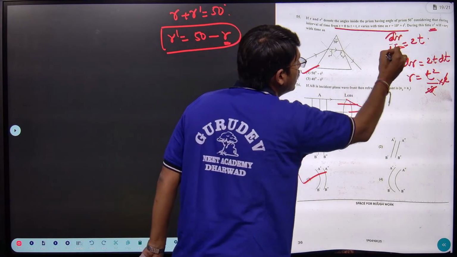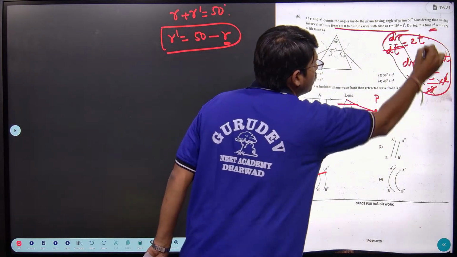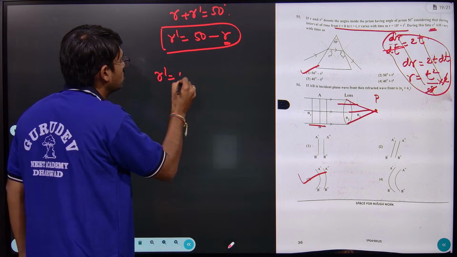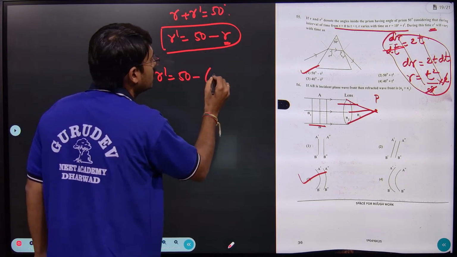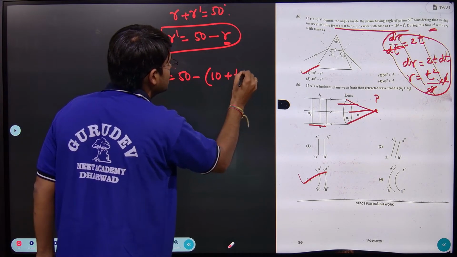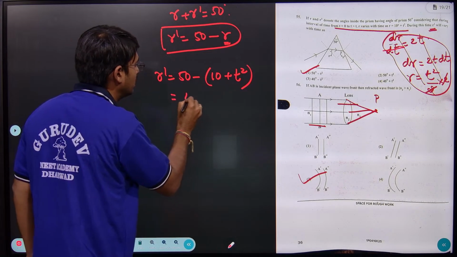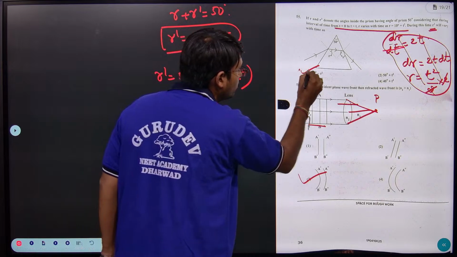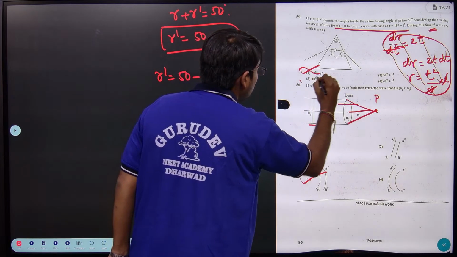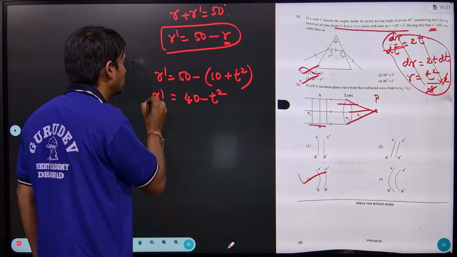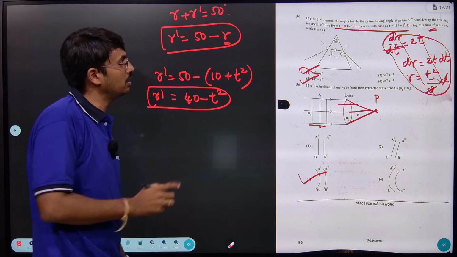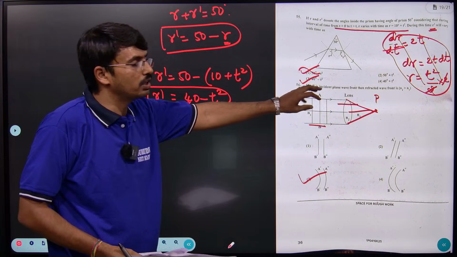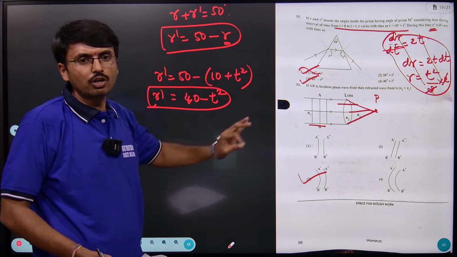Unnecessarily we have done the differentiation and the integration, and as a result r dash equals 50 minus 10 plus t square, and we'll get the answer as 40 minus t square. So make a correction in this particular one. That is not 50 minus t square, that is actually 40 minus t square. That is the right answer. Make a correction in question number 55. That is option 3, 40 minus t square is the right answer, not option 1.